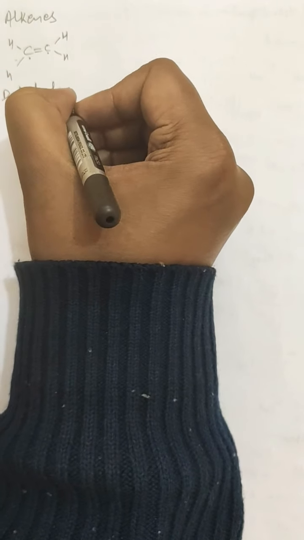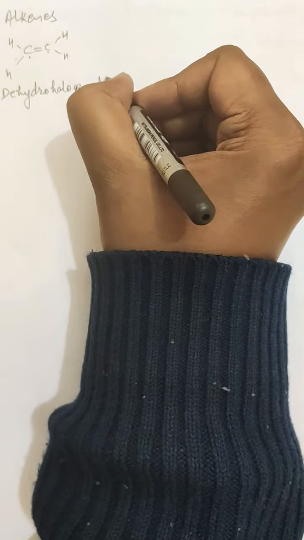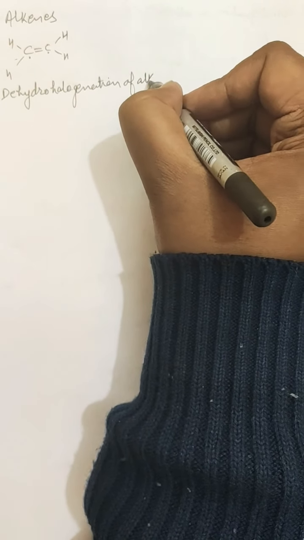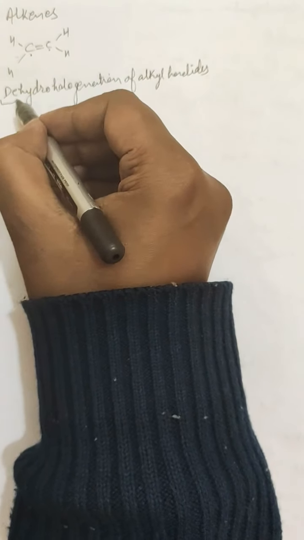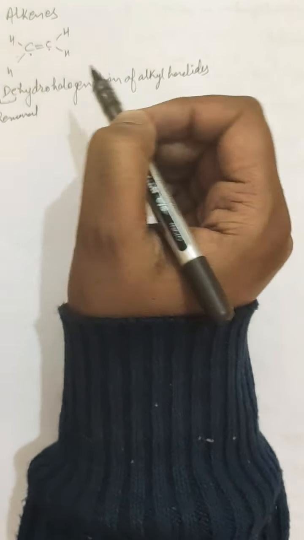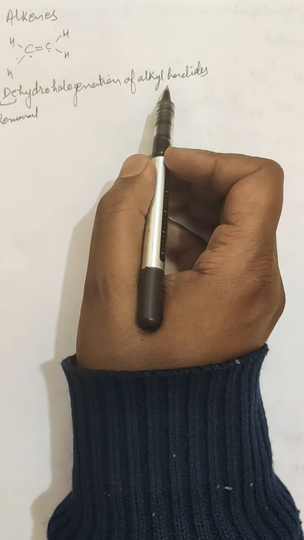So the first reaction is dehydrohalogenation of alkyl halides. Dehydrohalogenation means, the D word here means removal. So removal of hydrogen and halogen from an alkyl halide.